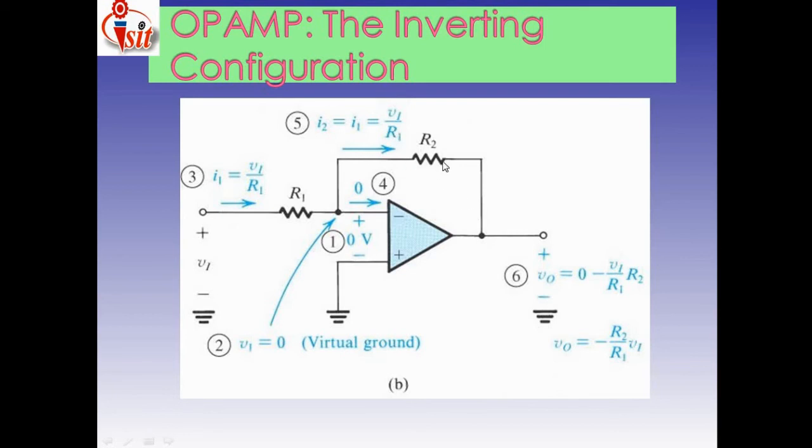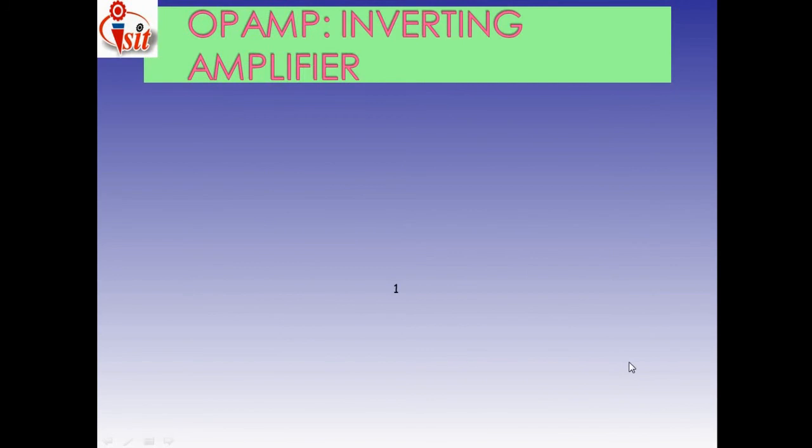Then R2 is connected here in a feedback path. Here the negative feedback is given from the output towards the input. Then what is the sixth step? The sixth step gives us the output voltage. Output voltage V0 is equal to 0 minus V1 divided by R1 into R2. What is the output voltage? Output voltage V0 is equal to minus R2 divided by R1 into V1.